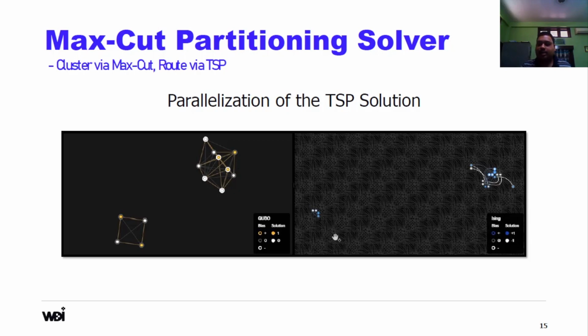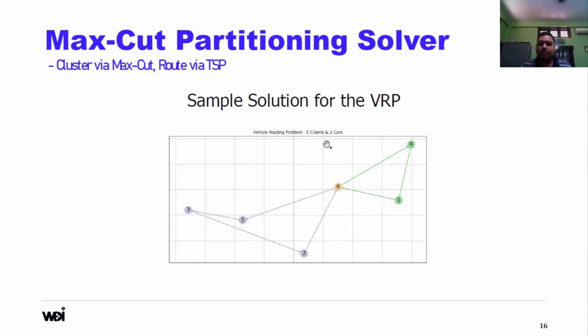So that essentially means that we need to access the quantum computer only twice instead of k plus 1 times to solve the VRP via the Maxwell partitioning solver. So here is a sample solution. We have a cluster on the right and a cluster on the left. The cluster on the left here is a set of 3 nodes that is assigned to one vehicle: nodes 5, 3, and 2. And the cluster on the right, indicated in green, nodes 1 and 4, are assigned to the second vehicle.